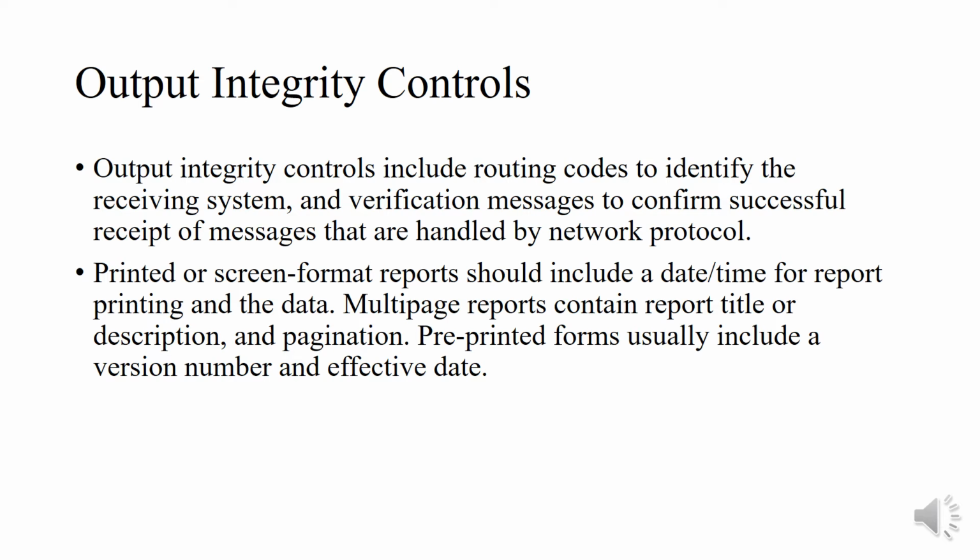Output integrity controls include routing codes to identify the receiving system and verification messages to confirm successful receipt of messages that are handled by network protocol. Printed or screen format reports should include the date and time of report printing, and data. Multi-page reports contain a report title or description and pagination. Pre-printed forms usually include a version number and effective dates.